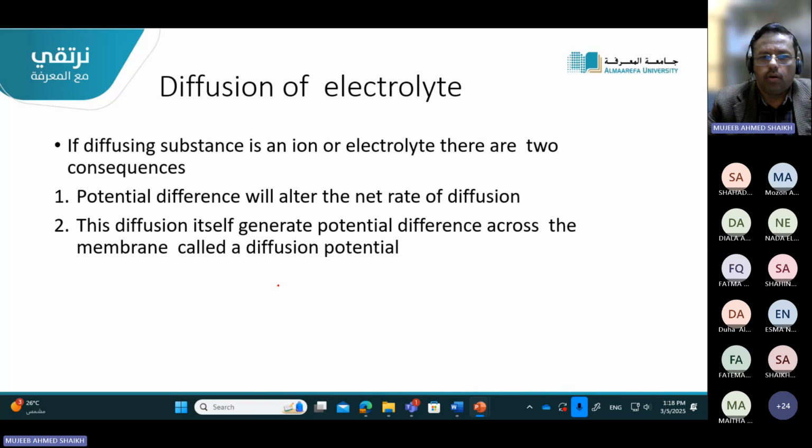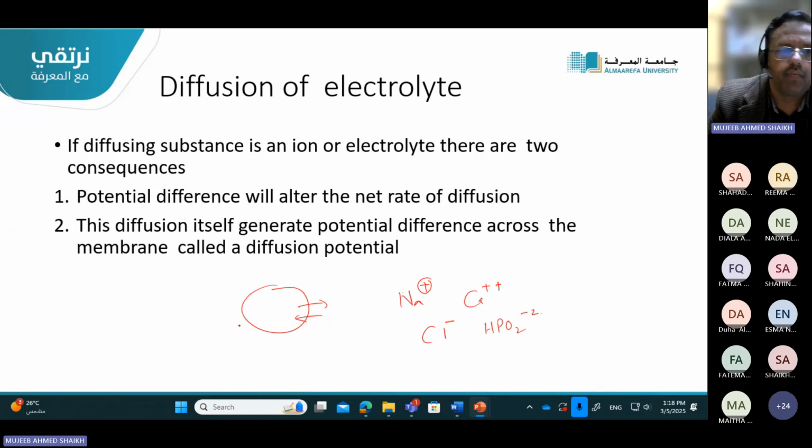Whenever any molecule is going in or out of the cell, two things happen. When we say sodium, what is the charge? It is positively charged. When we say calcium, plus two charges. When we say chloride, it is negatively charged. When we say phosphate, it is also negatively charged. So whenever any substance moves in or out of the cell, it will create a difference between the ions, a difference between the electrical charges.